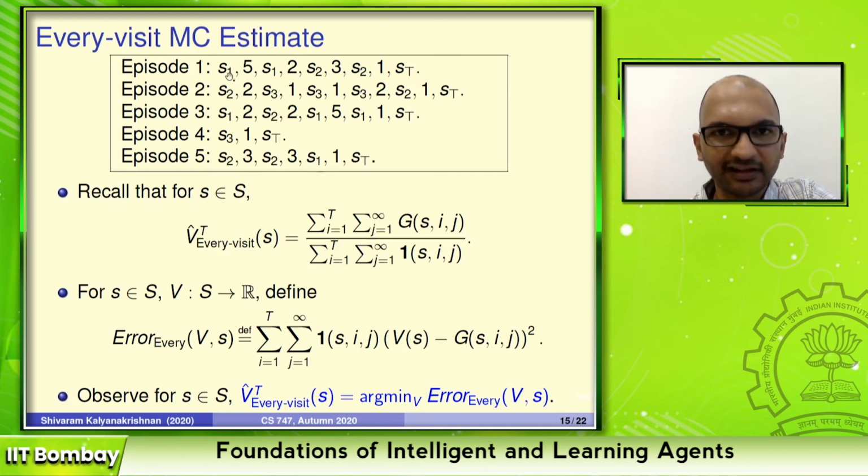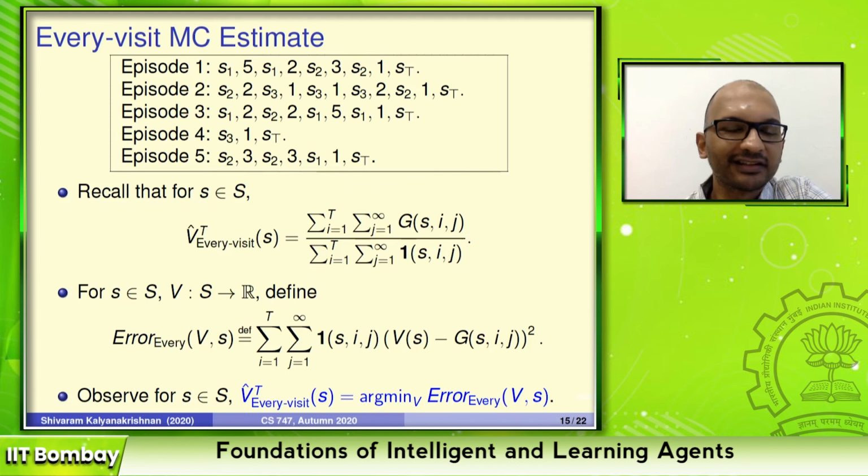It occurs over here, it occurs over here, it occurs over here, it occurs over here, and over here. Okay, so there are 6 or 7 occurrences. So there's going to be 7 terms in this error. Each time the long-term return minus the prediction for S1, the whole square, summed up. Now, again, this is the average, and so this is the minimizer of this definition of error.